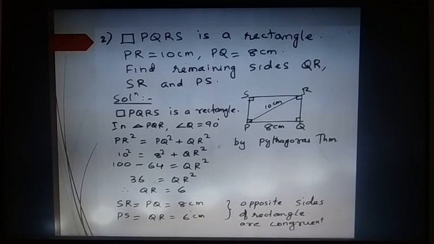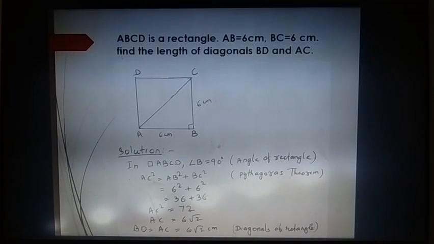Let us come to the next example. Quadrilateral ABCD is a rectangle where AB is equal to 6 cm, BC is equal to 6 cm. Find the length of the diagonal BD and diagonal AC.